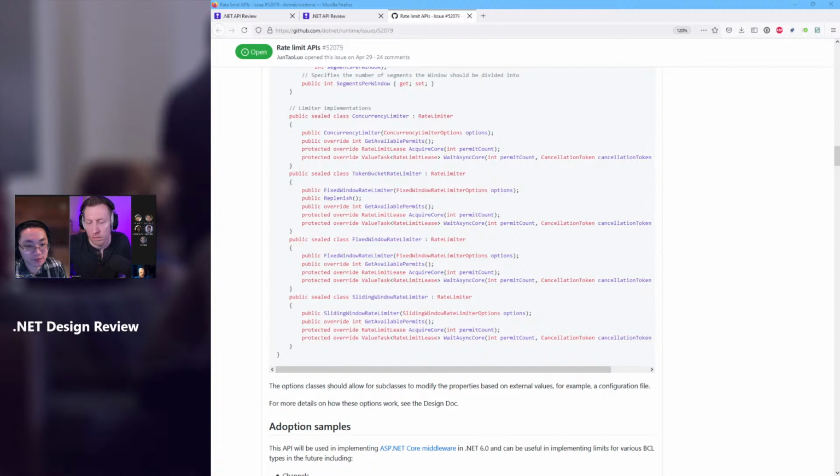Okay. Yeah, then we'll just keep the more limiter specific language, and we can combine them later.